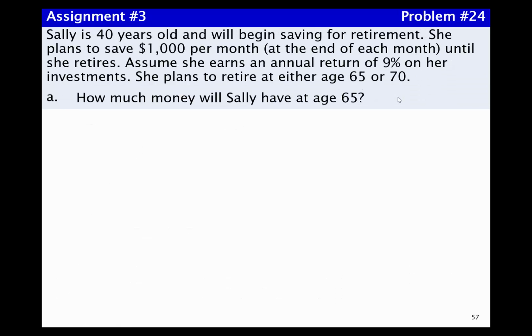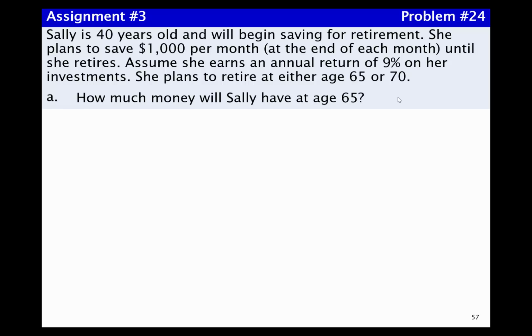Okay, our last problem, 24. Sally is 40 years old and will begin saving for retirement. She plans to save $1,000 a month at the end of each month until she retires. Assume she earns an annual return of 9% on her investments. She plans to retire at either age 65 or age 70.